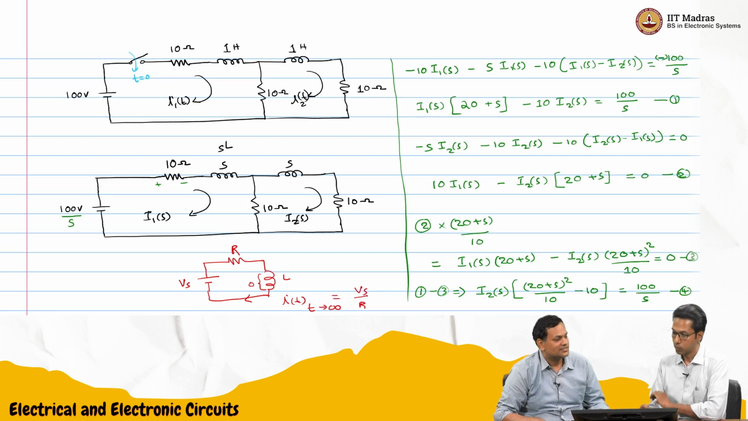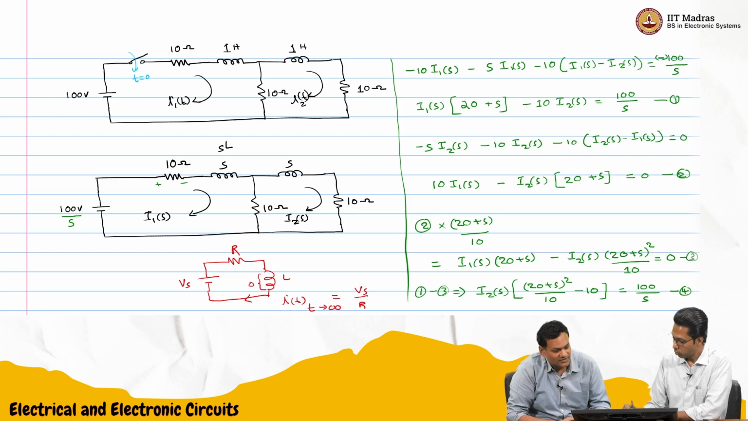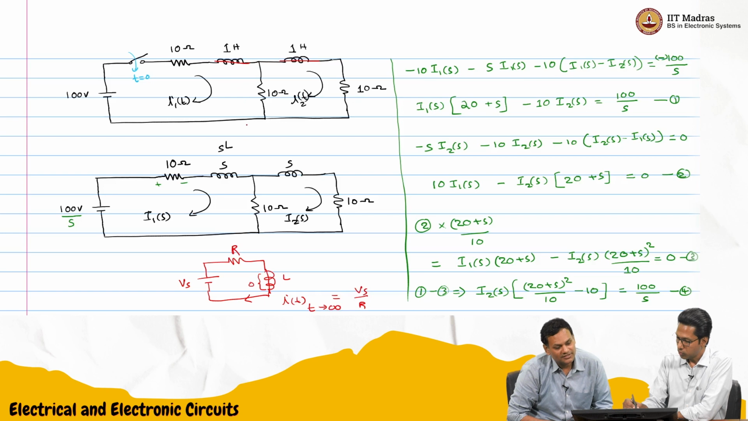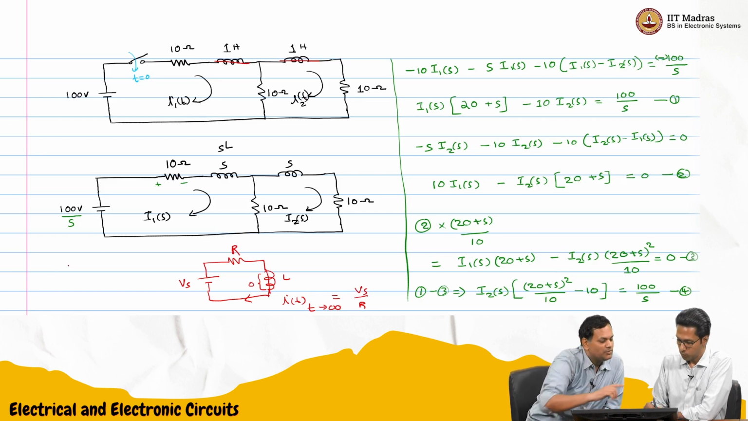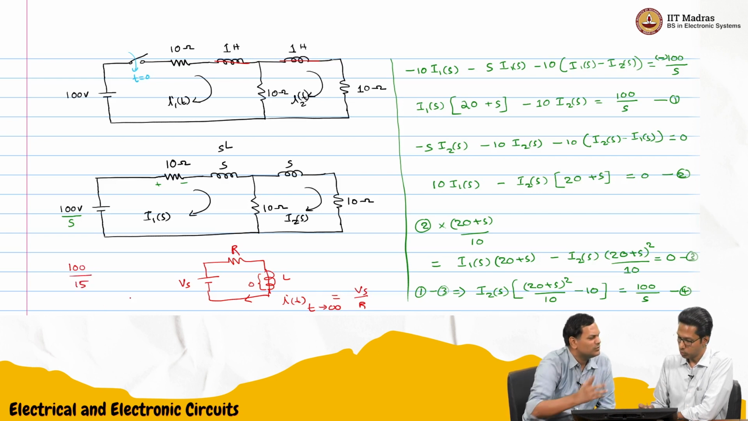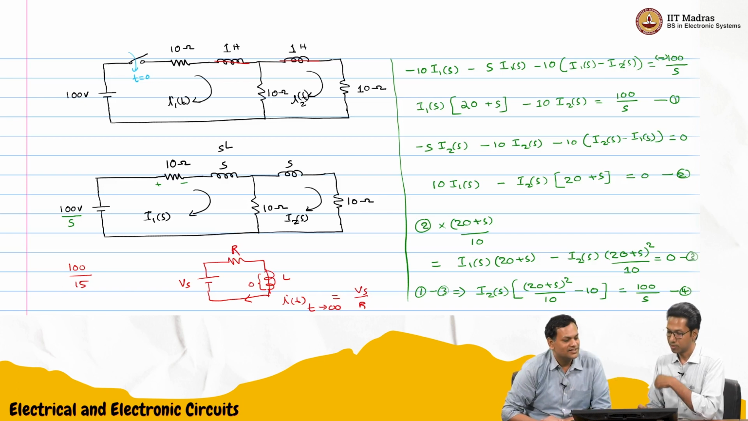Shall we check for this circuit? There is no voltage across the inductor, so I can just short circuit it. Let us see. The 10 will become 5, so the current through this will be 100 by 15. Half of that current will go through this branch, so 100 by 30. That is 3.33 amperes. Nice.